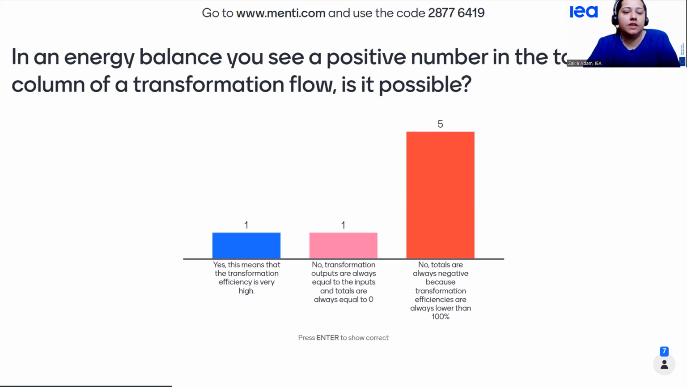I'll give you some more time to reply to this. So we have more participants that are saying no, totals are always negative. So let's look at the right answer.